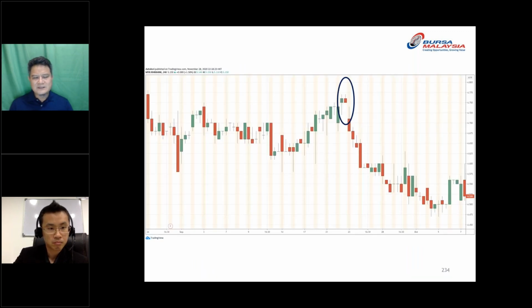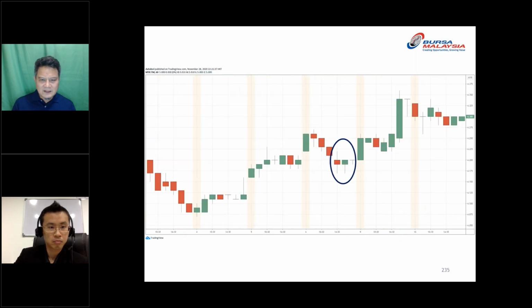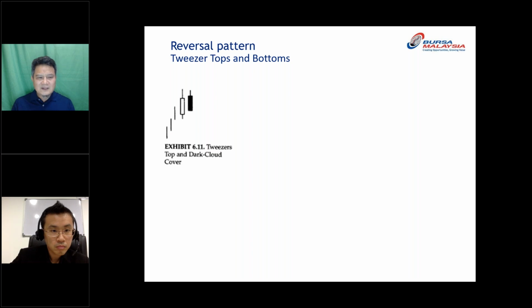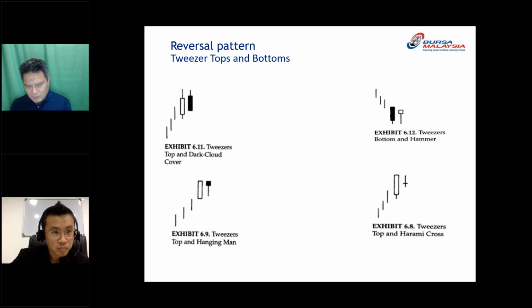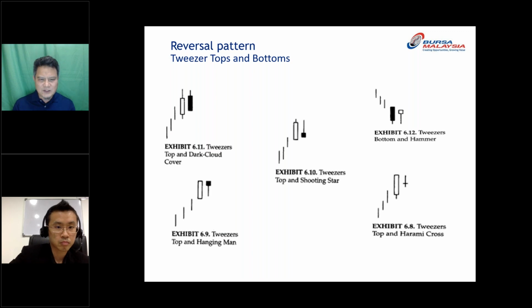Okay, for example, like here, this is a tweezer top. This is also a tweezer top. Actually, this is a tweezer bottom. Okay, and for example, like here, this is a tweezer top with a dark cloud, a tweezer bottom with a hammer. This is a tweezer top with a hanging man, or a tweezer top with the Harami cross, or a tweezer top with a shooting star.